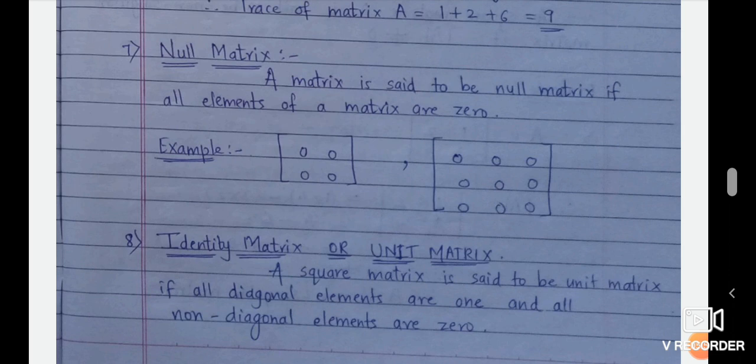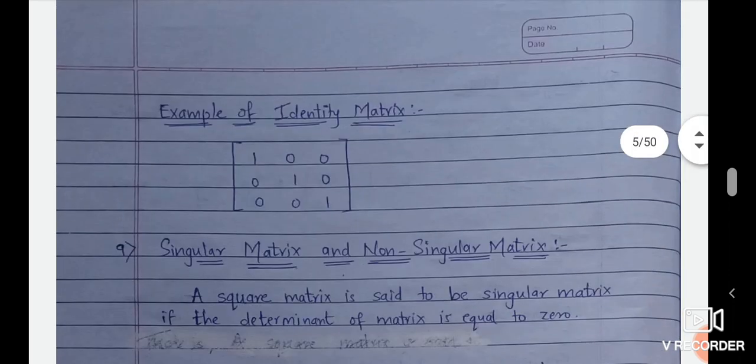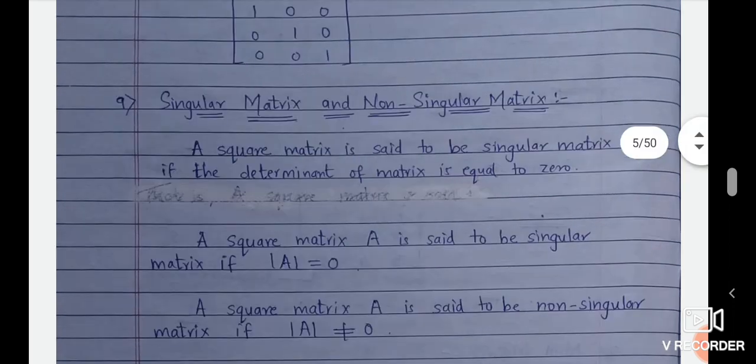Next is identity matrix. So a square matrix is said to be a unit matrix or identity matrix if all the diagonal elements are 1. Okay. See, your diagonal elements are 1, and all the rest of the non-diagonal elements are 0. Means it is somewhat a type of diagonal matrix only. But what is the difference? Your diagonal elements should compulsorily be 1. Then we say it is an identity matrix.